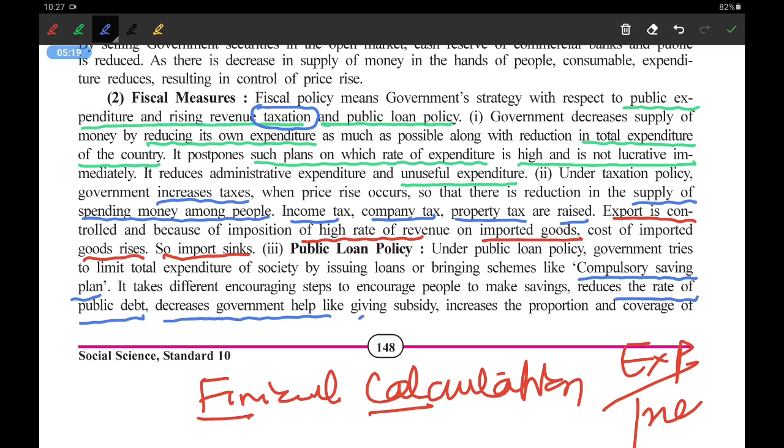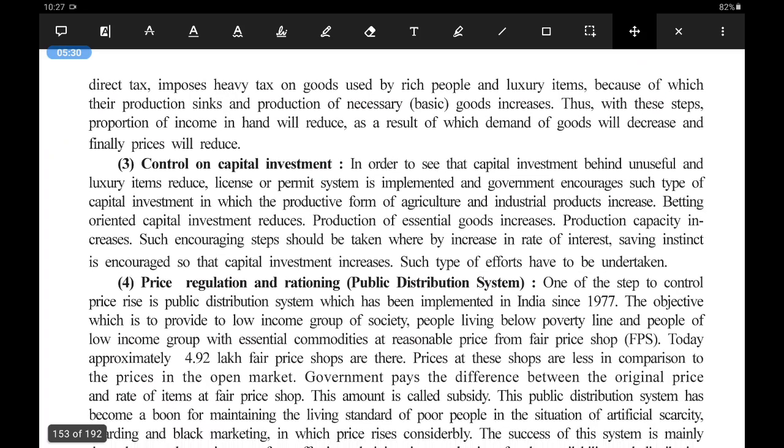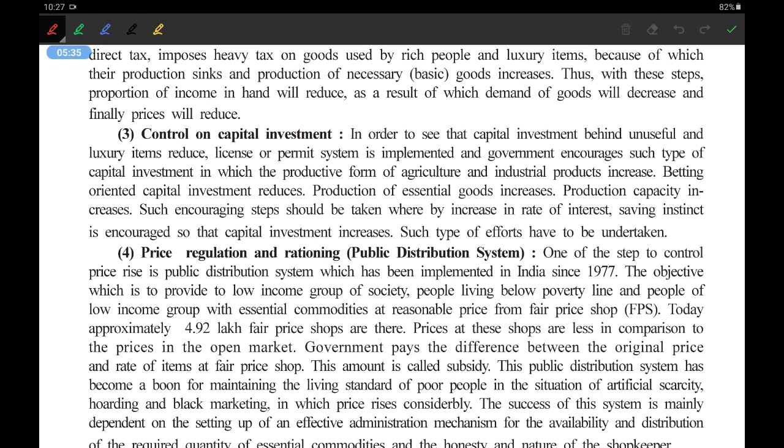Government will also give subsidies and other things, increasing the proportion of direct taxes, and impose heavy taxes on goods which are used by rich people. The government will impose heavy taxes on luxurious items, because of which their production sinks, meaning it goes down, and production of necessary or basic goods increases.